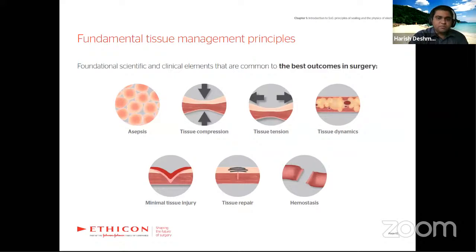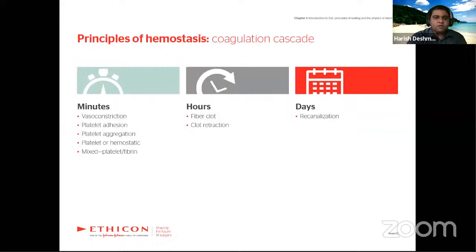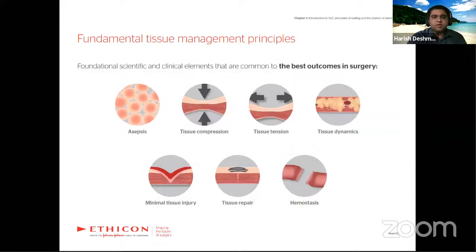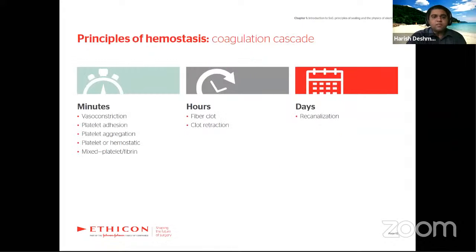These are the fundamental principles which everybody follows when it comes to surgery: asepsis, tissue compression, and reducing tissue tension as much as possible. Tissue dynamics is always considered, whether it is hydrophobic, hydrophilic, or biphasic in nature, and whether it is more vessels or only thicker tissues like stomach or bowels. Minimal tissue injury, tissue repair, and hemostasis are the major points of consideration when we want to manage the surgery for a better outcome.